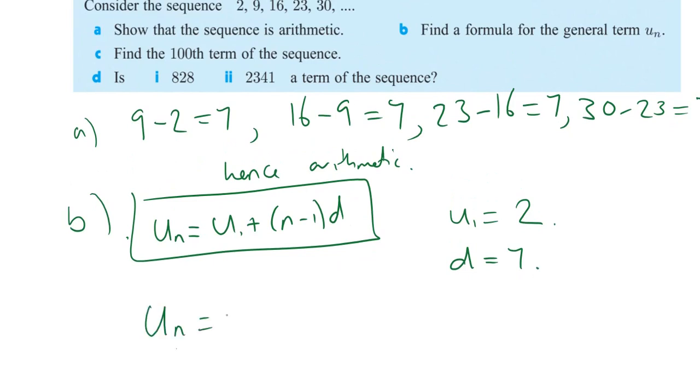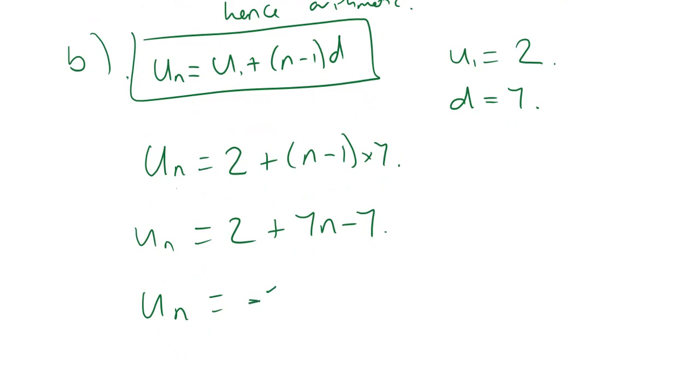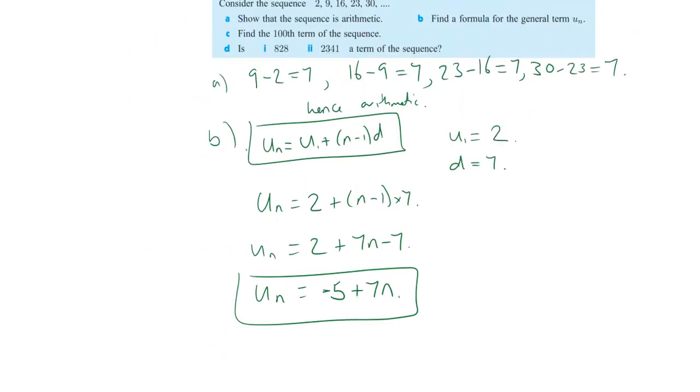So Un is equal to 2 plus (n minus 1) times 7. Let's see if we can simplify this a little bit. Let's multiply out that bracket. We'll have 7n minus 7. So maybe our final answer for this, Un equals negative 5 plus 7n. And that's probably our easiest way of writing that particular formula. Okay, let's carry on.